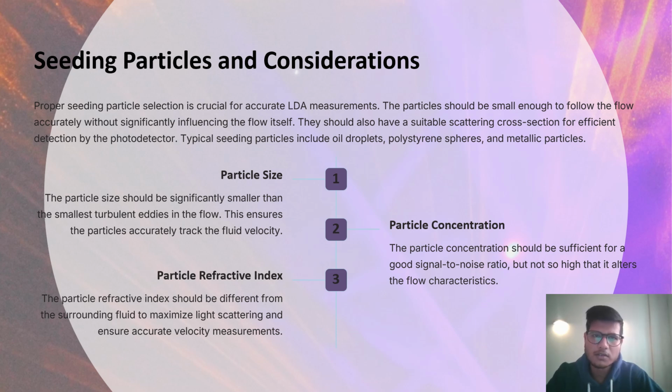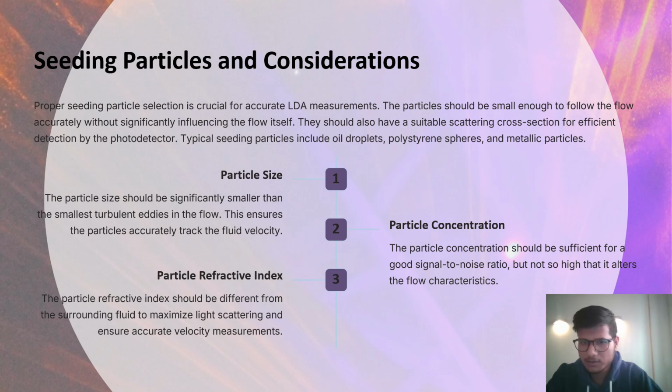And seeding particles and considerations. So in our laser Doppler anemometry measurement, we have to think about the seeding particles. There are three key factors: one is the particle size, second is the particle concentration, and third is the particle refractive index. Our particle size should be significantly smaller than the smallest flow scales. This ensures the fluid velocity is accurately measured.